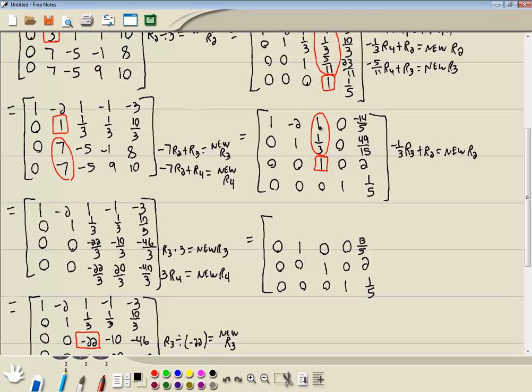Okay. Now we want to get a 0 here. So we'll take negative 1 times row 3 and add that to row 1. And that's going to give us our new row 1. So negative 1 times 0 is 0 plus 1 is 1. Negative 1 times 0 is 0 plus negative 2 is negative 2. Negative 1 times 1 is negative 1 plus 1 is 0. Negative 1 times 0 is 0 plus 0 is 0. Negative 1 times 2 is negative 2 minus 14/5 gives us negative 24/5.